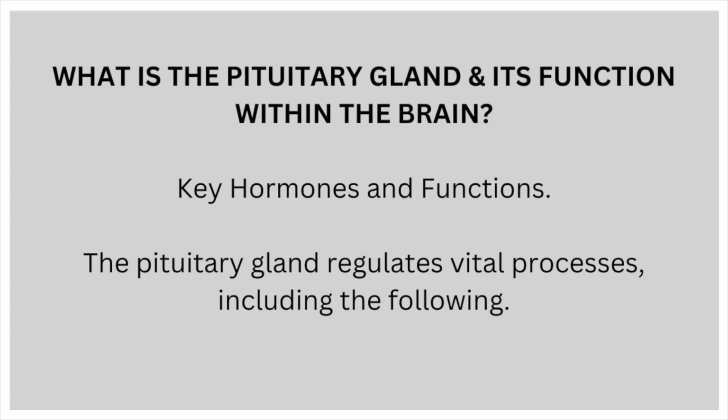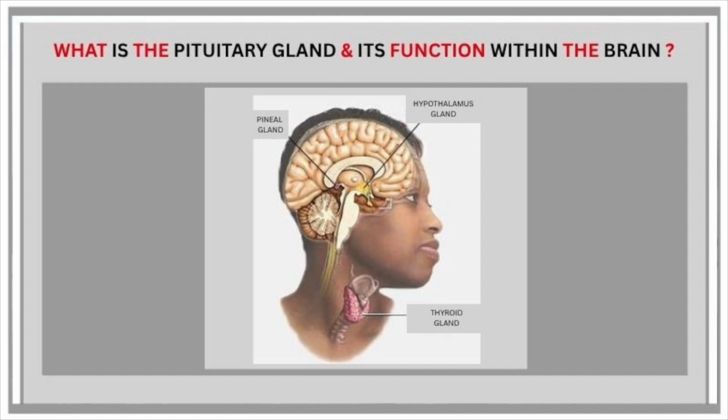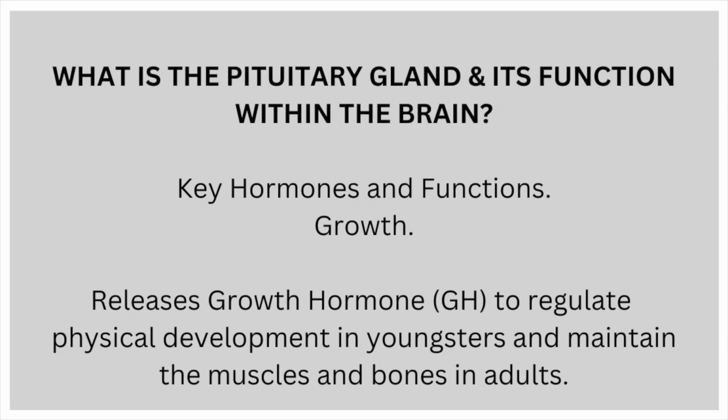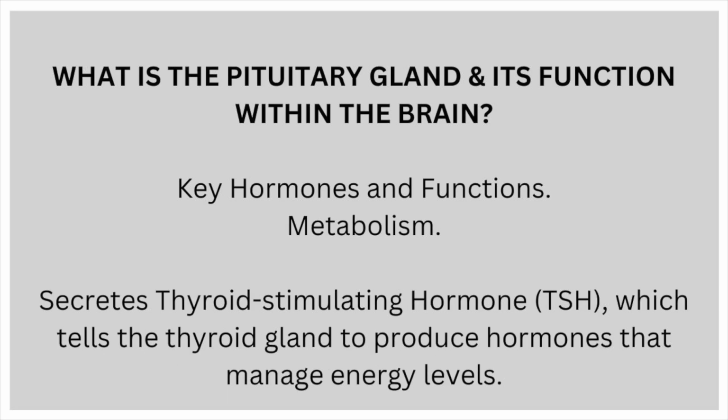Key hormones and functions. The pituitary gland regulates vital processes, including the following: Growth. Releases growth hormone to regulate physical development in youngsters and maintain the muscles and bones in adults. Metabolism. The pituitary gland secretes thyroid-stimulating hormone, which tells the thyroid gland to produce hormones that manage energy levels.